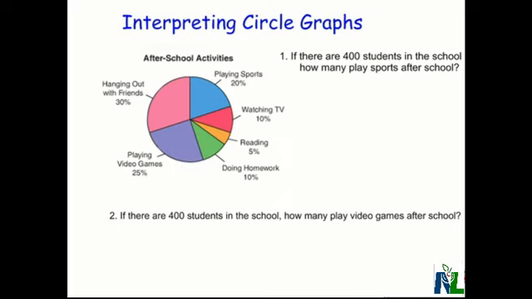We know all the different parts of a circle graph, so we're going to learn how to interpret the information we're given in a circle graph. For this particular circle graph, the same one we looked at last time, the after-school activities are again broken into 6 favorite activities. However, if we look at question number 1, there are 400 students in total.